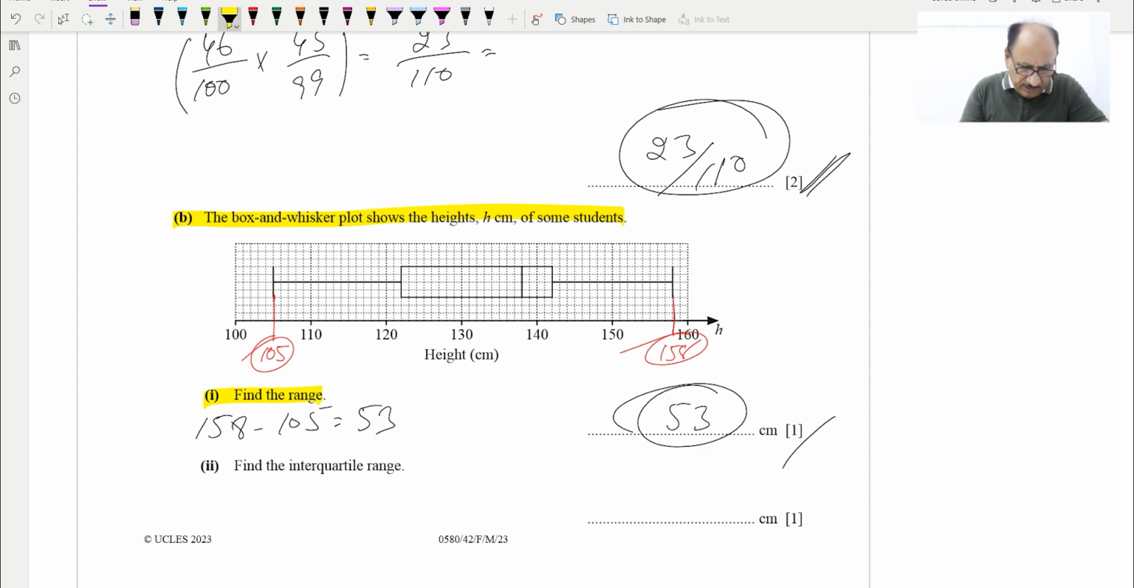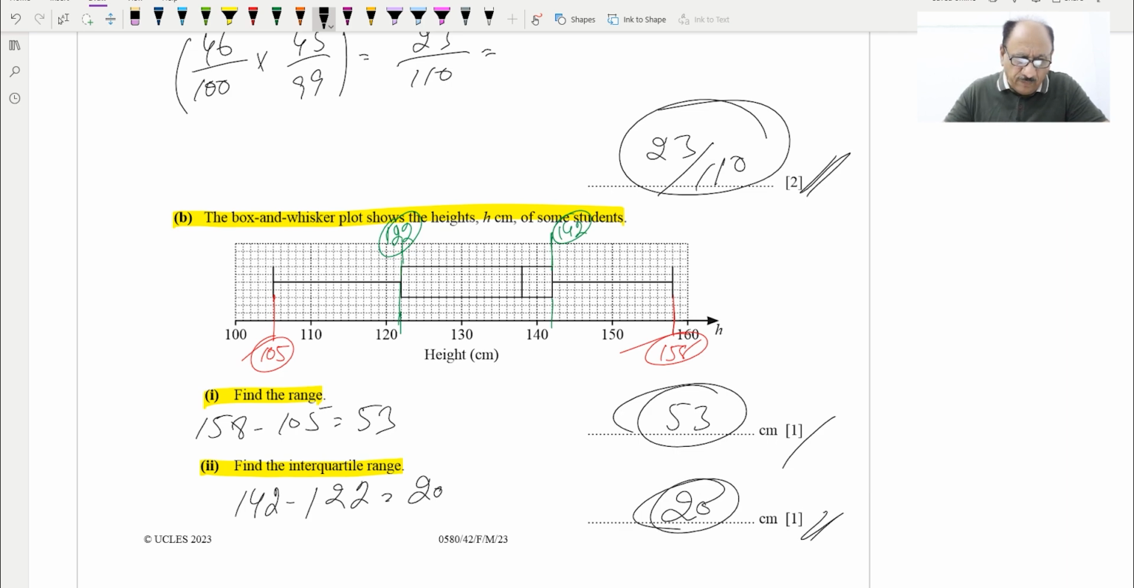And then they are saying find the interquartile range. The interquartile range is upper quartile minus lower quartile. So the upper quartile, up to this value, will be 142, and the lower quartile will be 122. So we can write 142 minus 122, which is equal to 20. So the interquartile range will be 20. This is also for 1 mark.